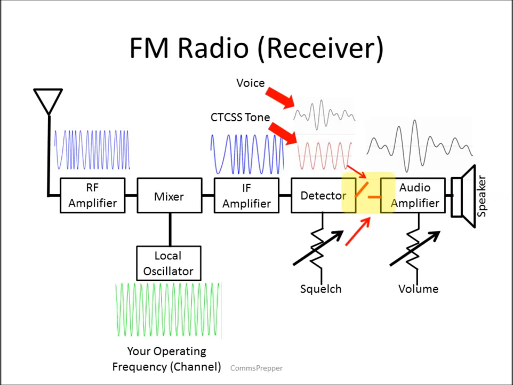And the idea behind it is you can have a lot of users on one frequency and filter out the other users by just setting up your own group to say, I only want to hear radios that are using this tone, and dismiss all the other ones. So I hope this helps explain how privacy tones work.